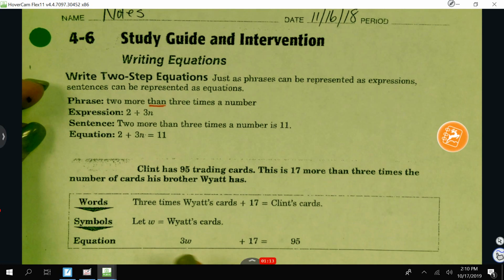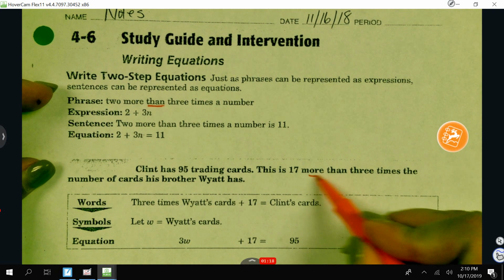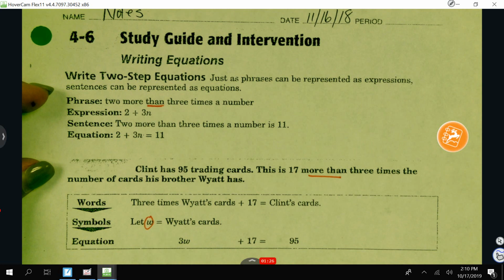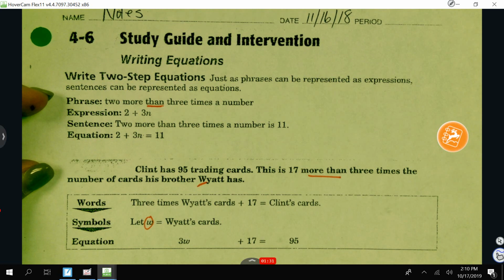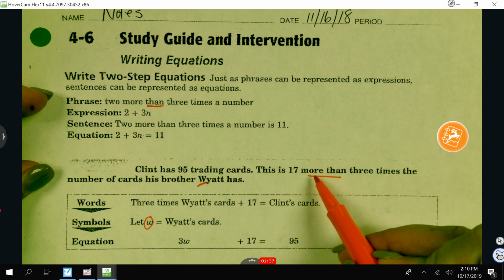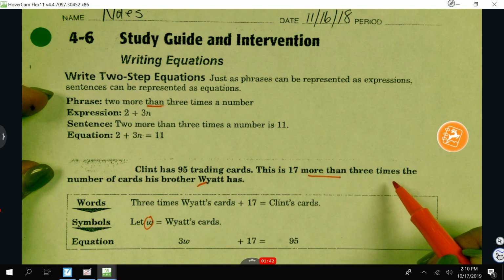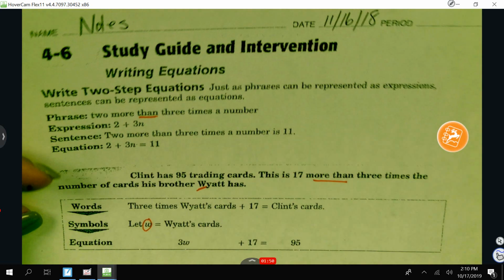So here's another example they've given us. It says Clint has 95 trading cards. This is 17 more than 3 times the number of cards his brother Wyatt has. So if you look here, we let W represent the number of cards that Wyatt has, mainly just because that's his initial. That's what we're looking for, is Wyatt's cards. And then it tells me that it was 17 more than, so that means I'm adding 17 to 3 times the number of cards, so 3W. So I have 3W plus 17 equals the total, which is 95. Okay. Questions?